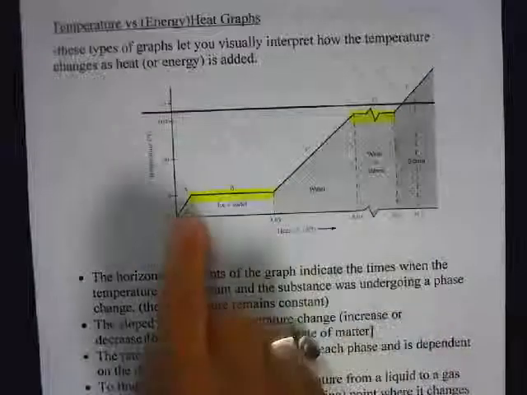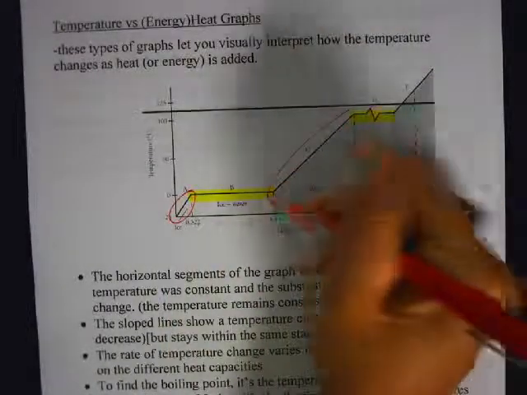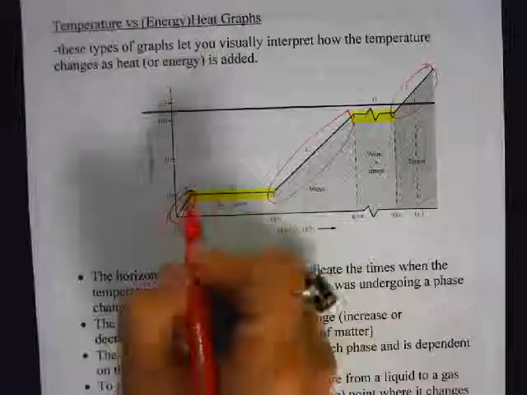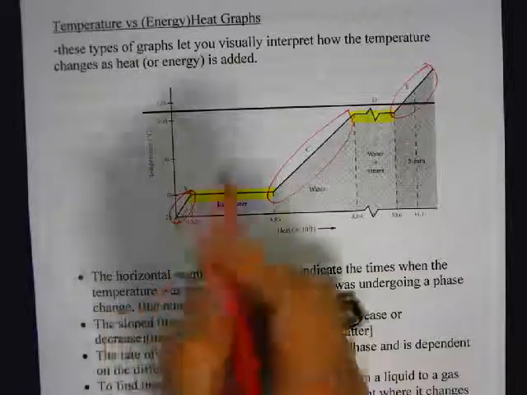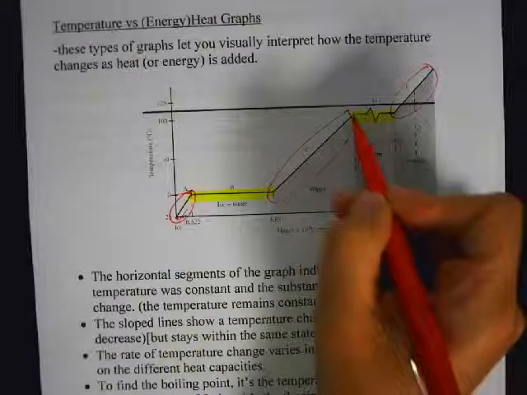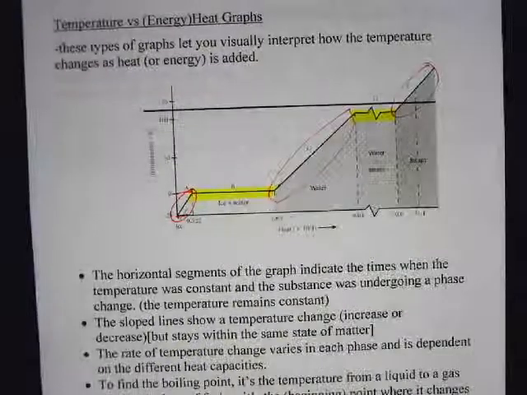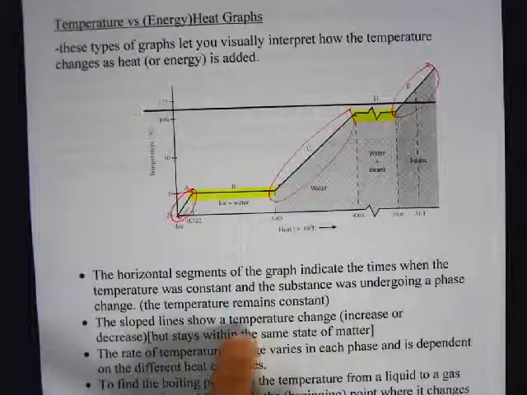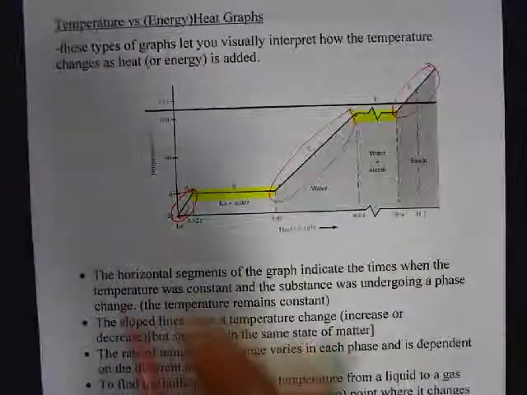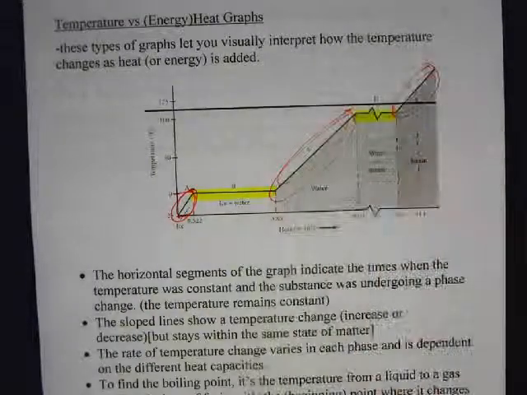Okay? Now, these other lines here, this one and this one, represent a change in temperature. See here the change in temperature? So if I wanted to calculate this, this would be 0 minus 25, this would be 100 minus 0, and this one, whatever this temperature is. So the slope lines show a temperature change, which can be an increase or decrease. So this is a solid, this is a liquid, and this is a gas.